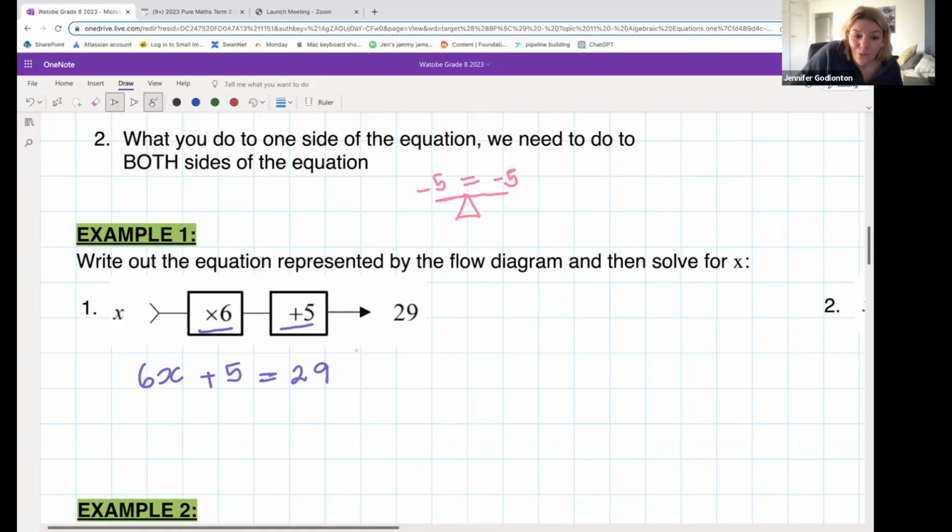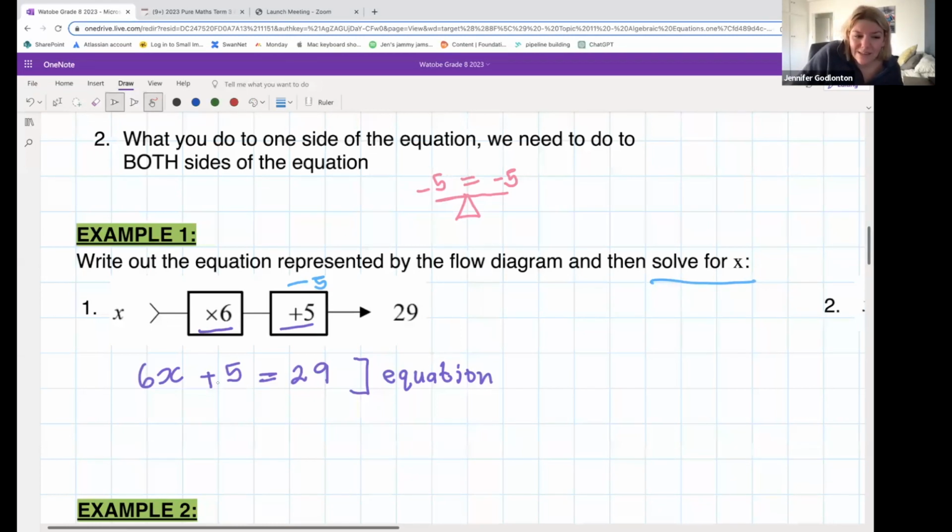Okay, so if we had to write this as an equation, that is what that would look like. That's what we're seeking. And you could also write this as 6 times x if you want to. That's absolutely fine. Then the part of this that you were all doing so well is solving for x. And when we're solving for x, we work backwards. So again, we're going to do the opposite. We're going to do the inverse operation.